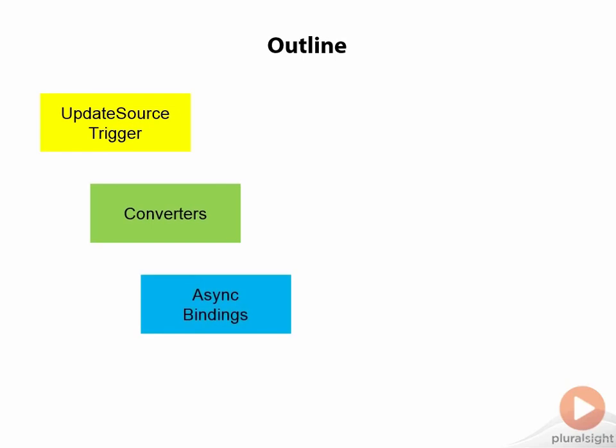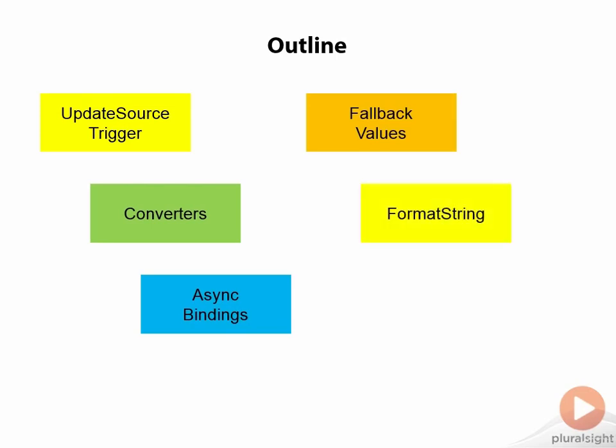Next, we'll talk about async bindings. Normally, bindings all happen on the UI thread, but sometimes you may need to have the get and set block of your source property called on a background thread, and async bindings allow you to do that. Then we'll talk about fallback values, and this is really two separate properties on a binding, one called fallback value and one called target null value, that allow you to provide alternate values to be used when the source object can't be resolved properly.